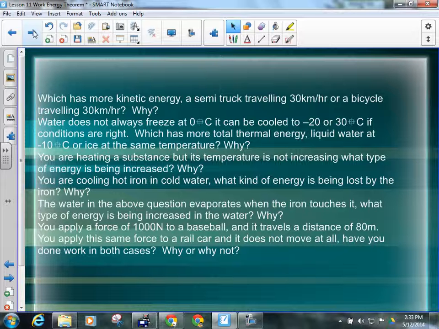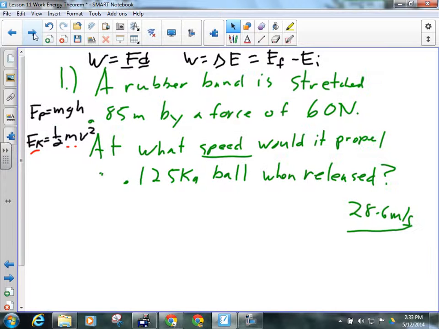All right, water doesn't always freeze at 0 degrees. Sorry, I forgot to take that one off. That's about thermal. We're not going to talk about that till the next unit. Okay, we're going to skip those.